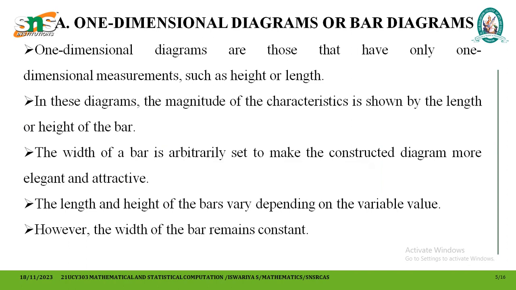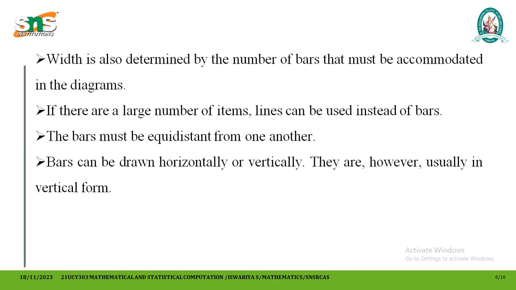One-dimensional diagrams are those that have only one-dimensional measurements such as height or length. In these diagrams, the magnitude of the characteristics is shown by the length or height of the bar. The width of a bar is arbitrarily set to make the constructed diagram more elegant and attractive. The length and height of the bars vary depending on the variable value. However, the width of the bar remains constant. Width is also determined by the number of bars that must be accommodated in the diagrams.